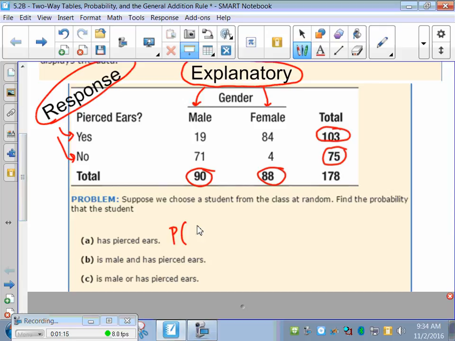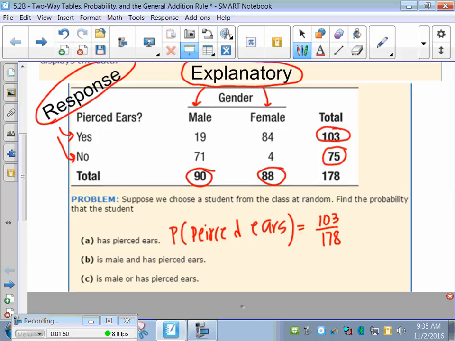So the probability of having pierced ears, just out of the total, nothing else. Who can tell me what the probability of having pierced ears is? Jet. Yeah, we have 103 total students out of 178 that have pierced ears. We are going to do a lot of decimals, so round to about 3 places or so on these, but I'm going to leave it like that.